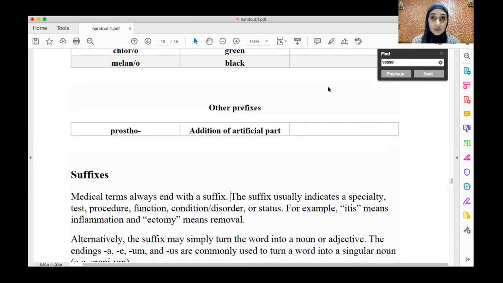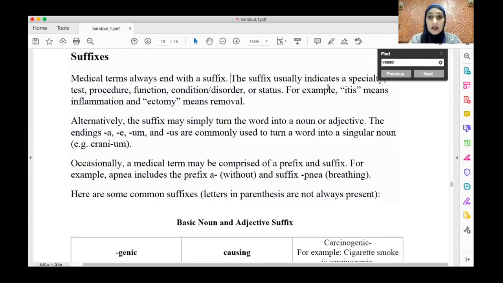Let's go to the suffixes. As we said, suffixes come at the end of the medical terminology. For example, itis means inflammation, all right? And ectomy means removal, all right?